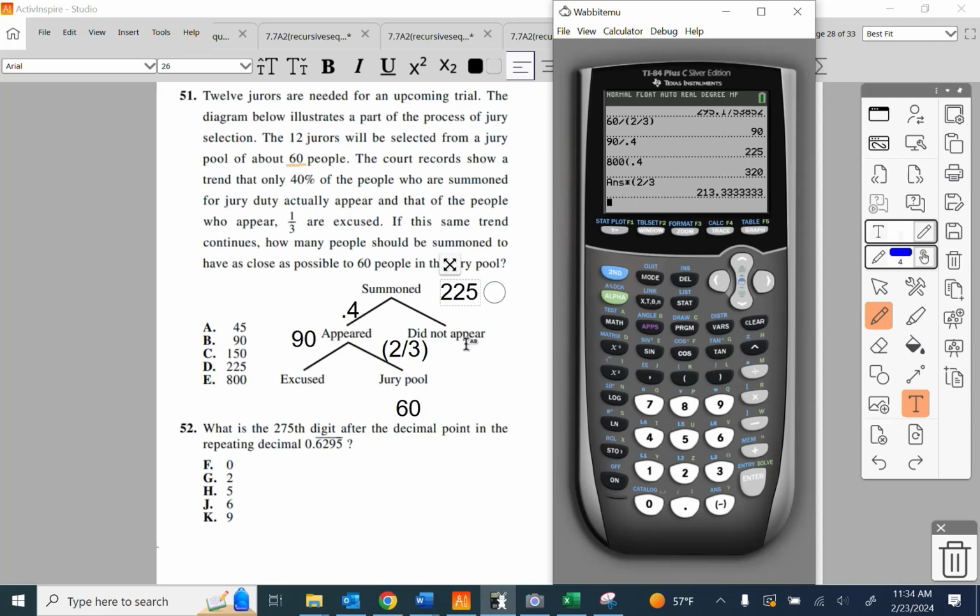Now, my choice was D, so I take my 225. Only 40% of those who are summoned actually show up. That's 90. And only 2/3 of those will actually make it to the jury pool. 60.